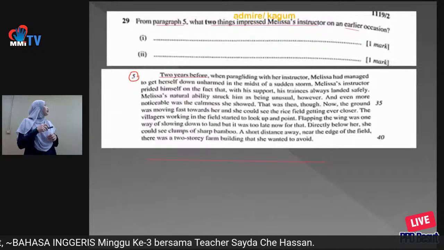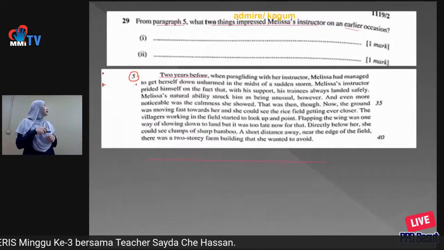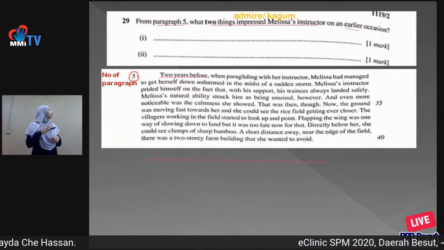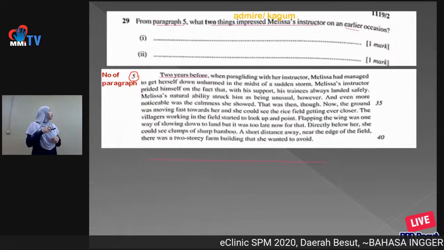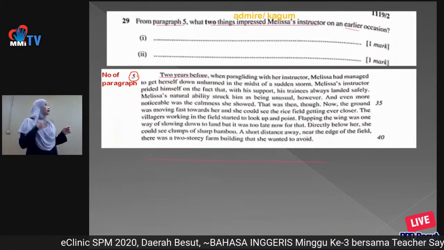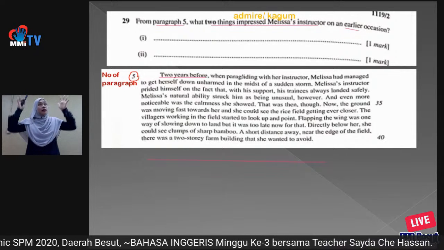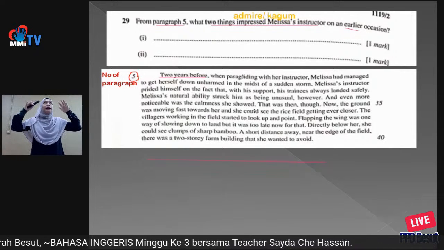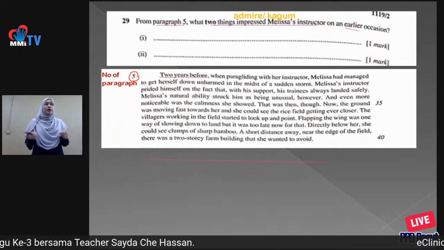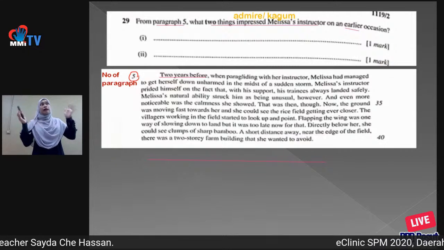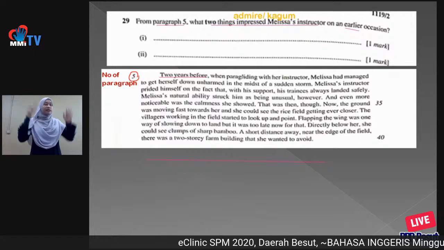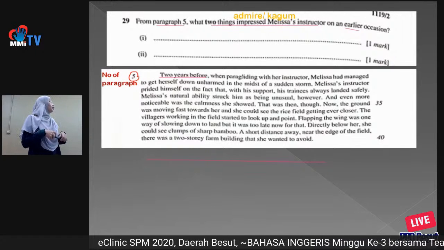Okay, so we are going to find the answer in paragraph 5. That's the number of paragraph. Okay, here nampak 2 years before. Tu maksudnya earlier. Okay, so it's not happen on the day she was flying that day tu. Okay, dia teringat. Masa dia tengah nak turun, masa dia tengah nak mendarat tu, and then dia tengah terbang pusing-pusing tu, she was having problems. Masa tu pun dia boleh teringat lagi what her instructor used to say to her. Okay, macam-macam came to her mind.